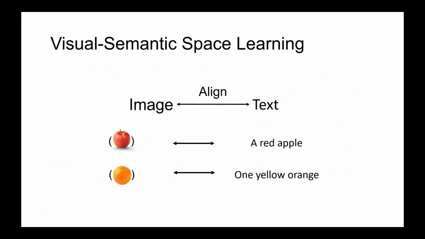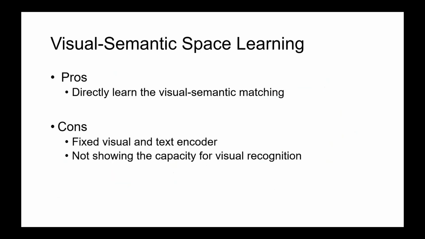And then we can see that we have some pros and cons. The pro is that we have the ability to learn a model to directly do visual semantic matching. Similar to zero-shot learning, it still has fixed visual and text encoders. And finally, it cannot directly be used to do visual recognition, which means that it cannot be directly used to recognize an image as some visual concept.